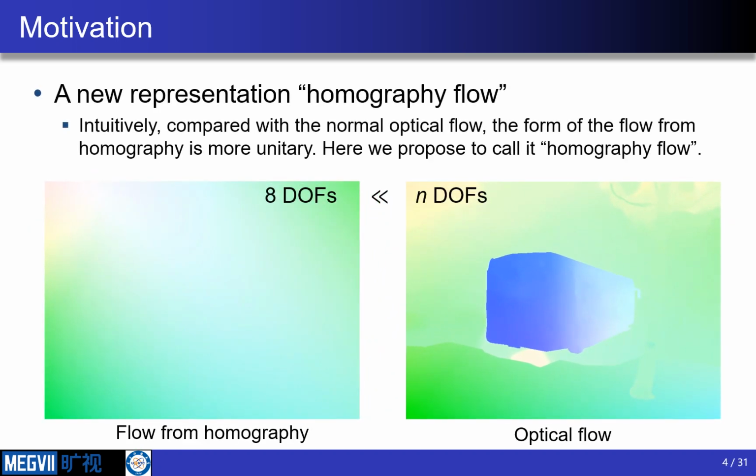The flow from homography only has limited motion representation capability, i.e. low DOF, which means the low rank characteristic. Thus it is possible to introduce flow bases that span a subspace in which the flow lies. Here we propose to construct the flow from homography by assembling 8 pre-computed flow bases. Finally, the constructed flow, we call it homography flow.